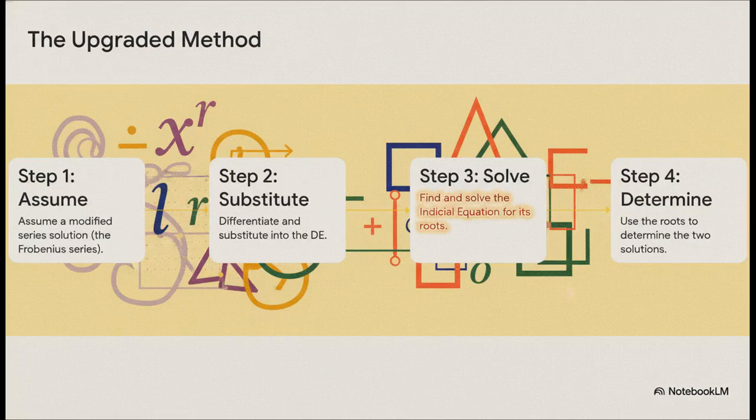So here's the upgraded process. We start with a slightly different series, the Frobenius series, which has this extra little r in the exponent. That's the secret sauce. After we substitute it in, we get to the most important new step, finding and solving that indicial equation to figure out what r can be. Those roots then become our roadmap for building the final solutions.